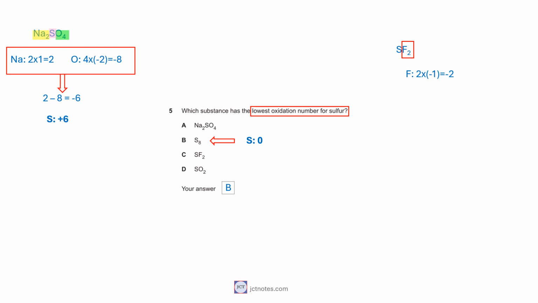In the sulfur difluoride, we have 2 fluorine, each with an oxidation state -1, therefore the total contribution is 2 times -1 equals -2. As the compound is neutral, the -2 charge is compensated by 1 atom of sulfur, and its oxidation state is +2. In the sulfur dioxide, we have 2 oxygen, each with an oxidation state -2, then the total contribution is -2 times 2 equals -4. As the compound is neutral, the -4 charge is compensated by 1 atom of sulfur, and its oxidation state is +4.